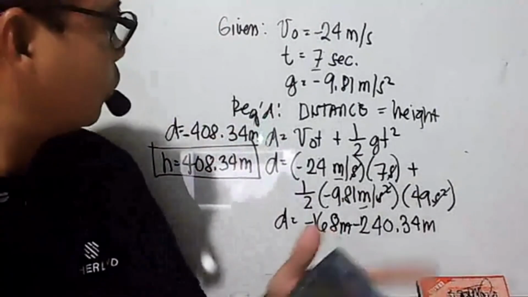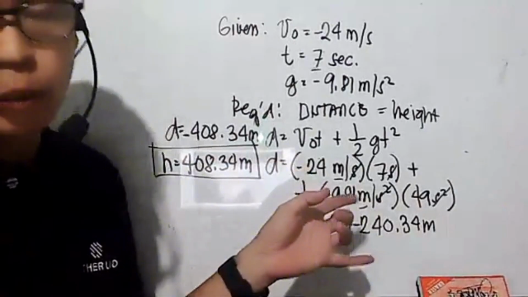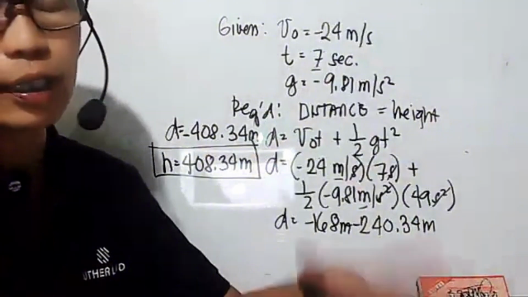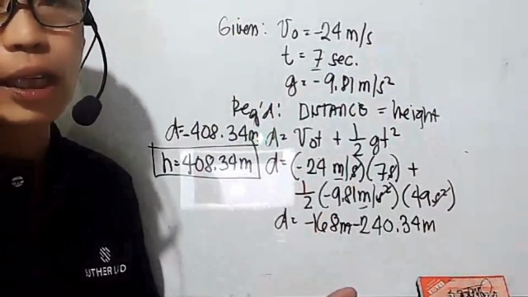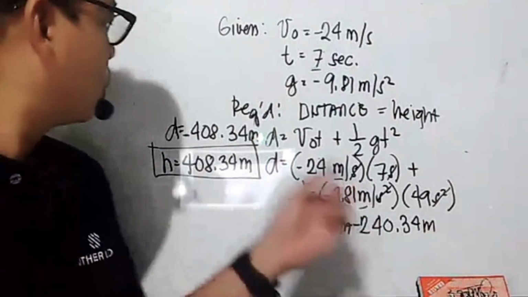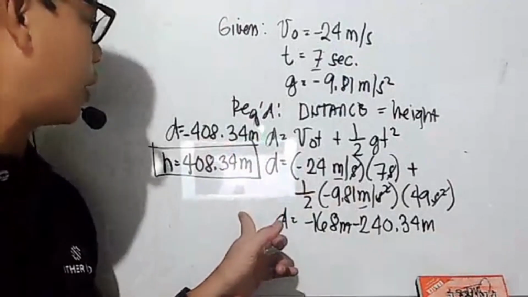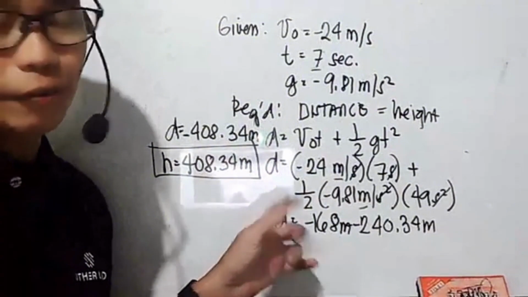So we use the solution for distance or for displacement. The sign is negative kasi displacement siya, so we know negative siya kaya pababa. So yun yung displacement niya. But we're looking for the height of the cliff, so gagawin natin siyang scalar quantity, which is height, distance. So negative 408.34 turns into positive 408.34 meters. So this is the height of the cliff.